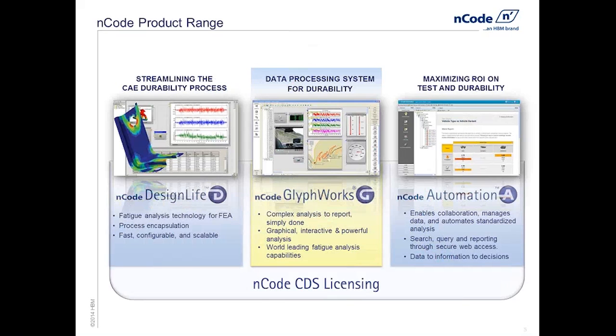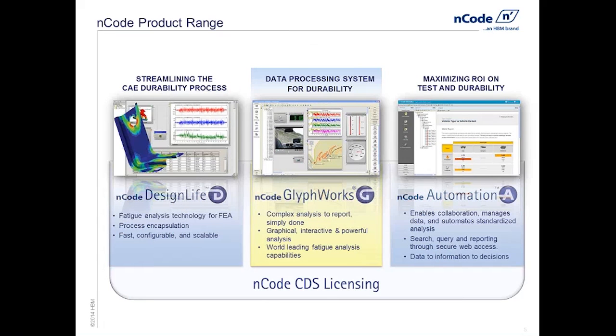So I want to give you a quick background on the software itself. As I said earlier, I assume that most of you are probably already familiar with GlyphWorks, but I wanted to take a second to formally introduce it again, or for those who've never seen it, to introduce it for the first time. GlyphWorks is one of 3 software products developed by nCode, and it serves as a data processing system designed for analyzing measured test data. nCode has 2 other products.